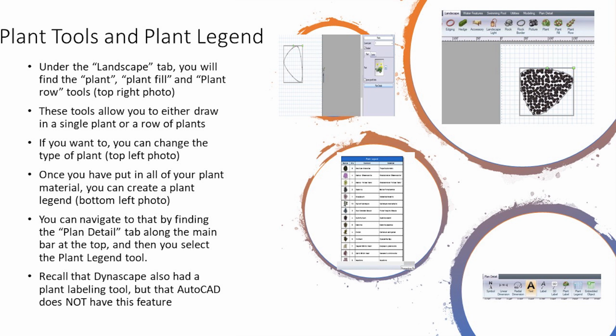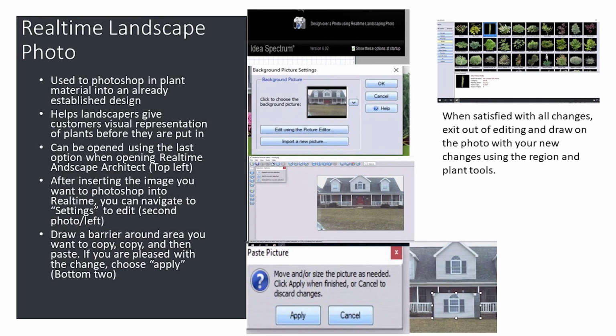The Plant Legend tool in Realtime is a list of every plant you use within the landscape, very similar to Dynascape, where the quantity, common name, and scientific name is labeled. Recall that AutoCAD does not have this feature in its program. Real-time landscape photo is unique to only Realtime, and AutoCAD and Dynascape do not have a feature like this.